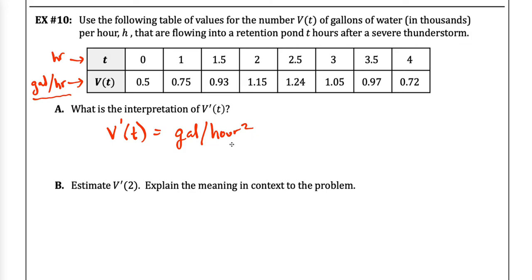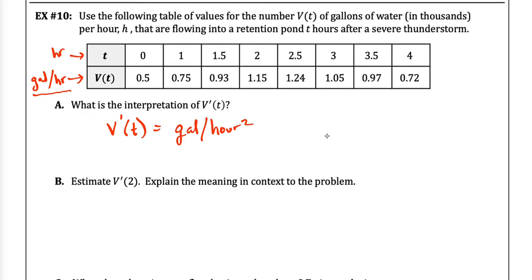Now this is specifically telling you if the amount of water that's going into the retention pond is accelerating or decelerating. Is the amount of water speeding up or slowing down? I shouldn't say the amount. Yeah, the amount of water, not the speed of the water.